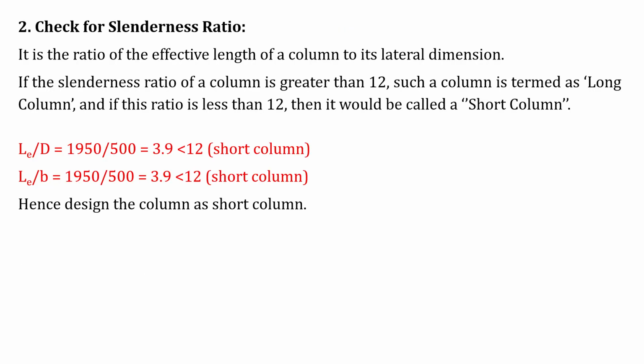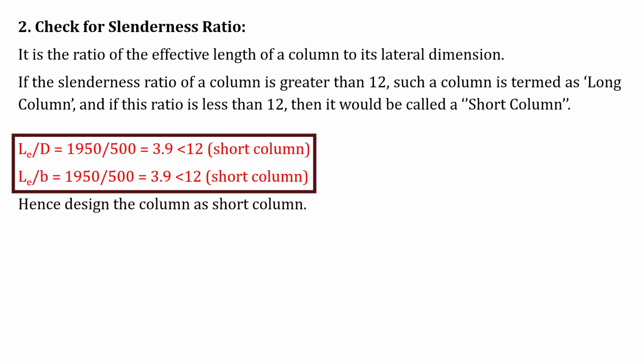Now, let's check the slenderness ratio, which is an important parameter for compression members like columns. It determines whether a column is classified as a long column or a short column. The slenderness ratio is the ratio of effective length to the lateral dimension of the column. In our case, we have L effective as 1950 mm and the lateral dimension of the column, which is both B and D, equal to 500 mm. Calculating L effective by B and L effective by D, we find that both are less than 12, indicating that the column is classified as a short column.